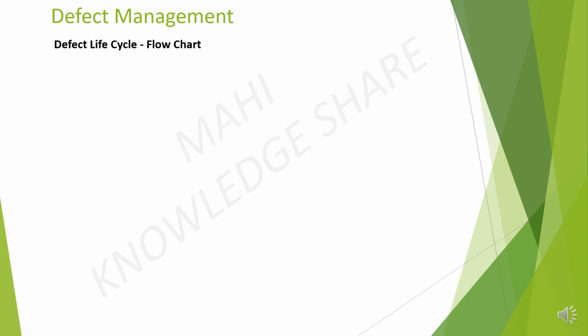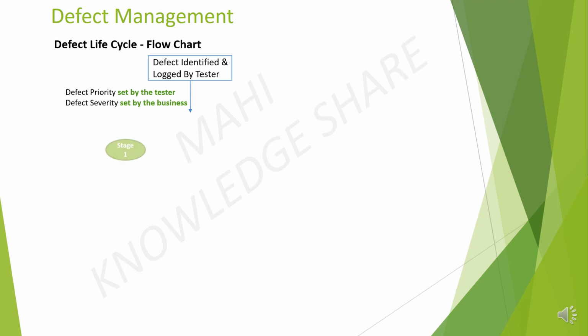Defect lifecycle flowchart. Please have a look at the flowchart, which will help you to understand the defect management workflow. First, the defect will be identified and logged by the tester. Defect priority will be set by the tester and defect severity will be set by the business team. Here the defect status will be open.